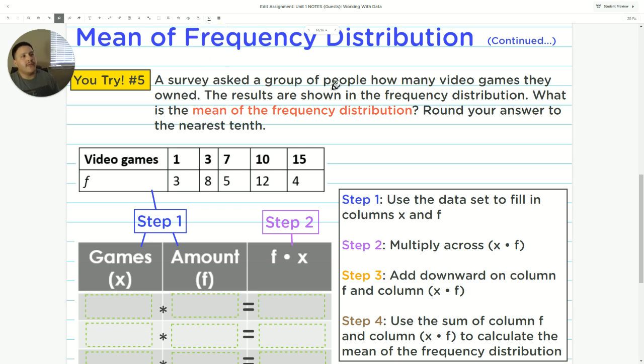Okay, a survey asked a group of people how many video games they owned. The results are shown in the frequency distribution. What is the mean of the frequency distribution? What is the average of the frequency distribution? And we're going to round our answer to the nearest tenth. So let's look at our table. This survey asks how many games they own. People that own 1 video game, there was only a frequency of 3. Only 3 people own 1 video game. 3 video games, 8 people own them. 8 people own only 3 video games, and so on and so forth.